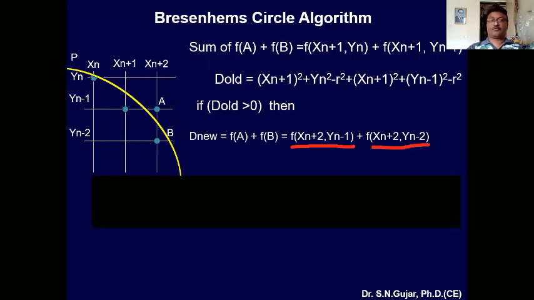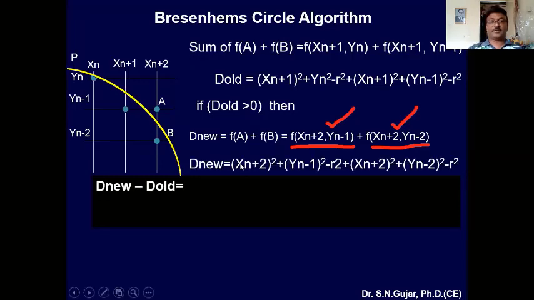Now what is the equation of the circle? x square plus y square minus r square. Put this point on that equation, and then again this other point you also have to put on that equation. So what value is going to come? See, d new is equal to (xn plus 2) whole square plus (yn minus 1) whole square minus r square. Then (xn plus 2) whole square plus (yn minus 2) whole square minus r square. Then again you have to take the subtraction, that is d new minus d old.